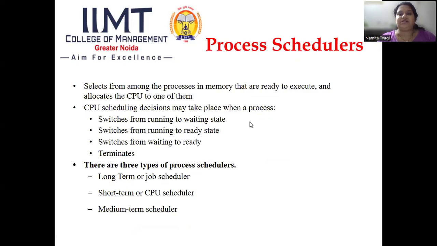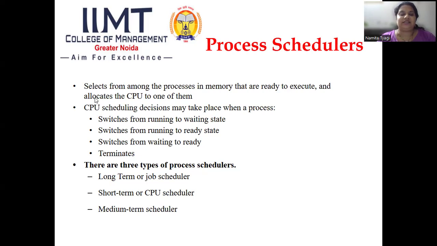So the next term is process schedulers. What are process schedulers? They decide how a process is created or enters the different stages. Schedulers decide on the basis of some scheduling algorithms and change the process state accordingly.